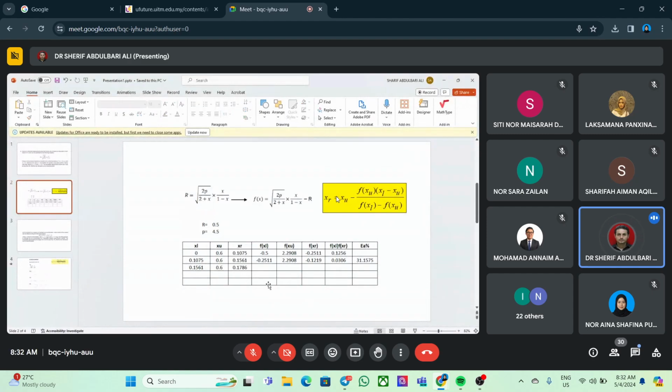This is your second iteration. You look at the error, it is still 12%. So you are going to iterate one more time. When you look at this value, it is still greater than 0. So this means x lower will still take the value of xr and x upper will remain the same. Then you will find the values.